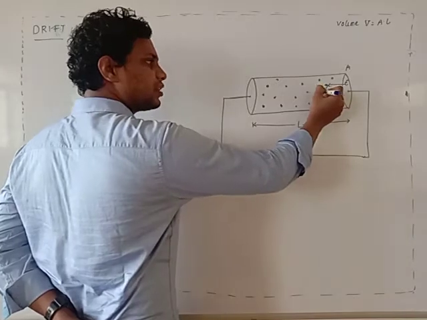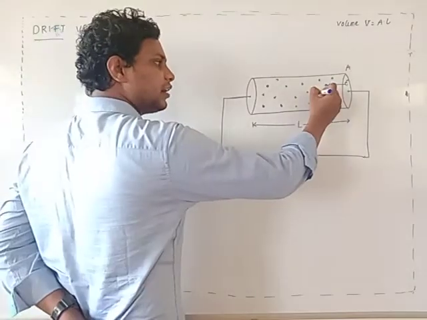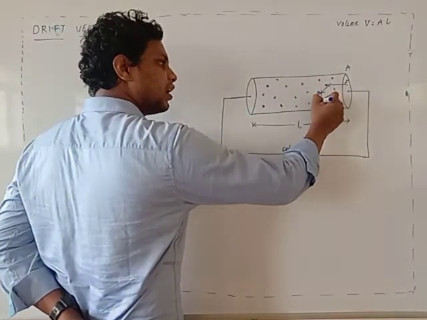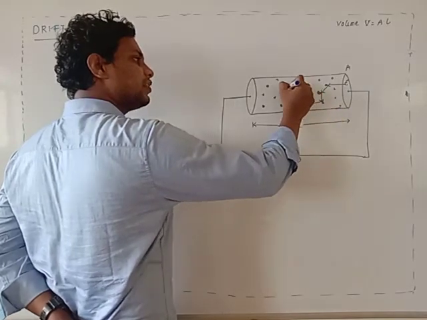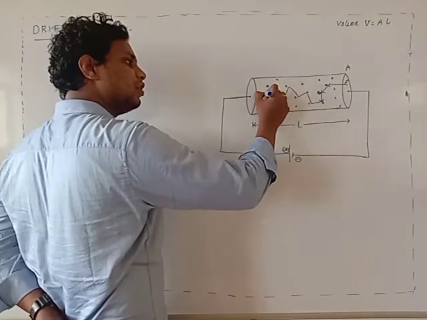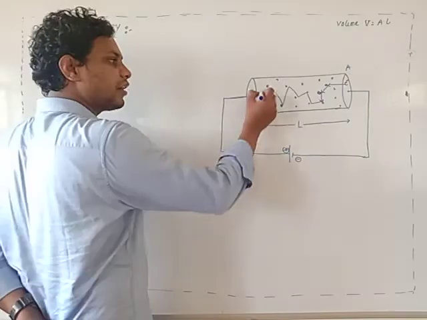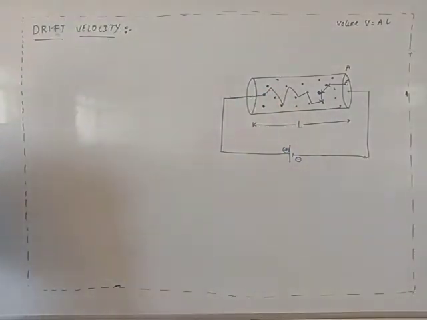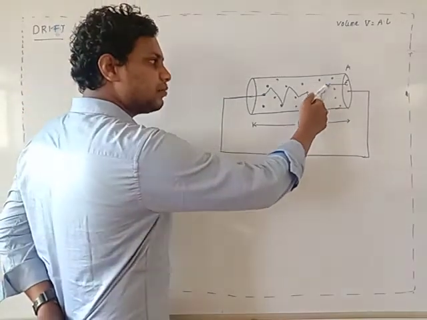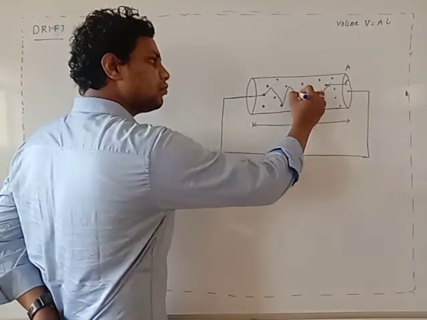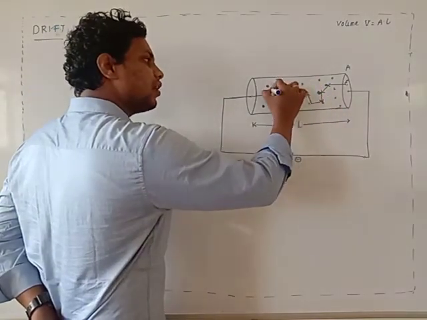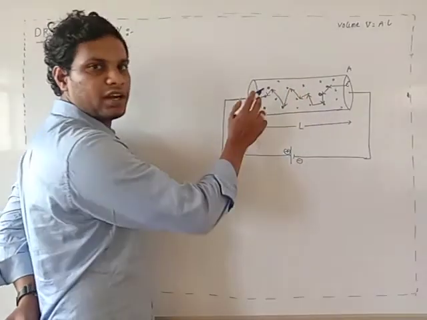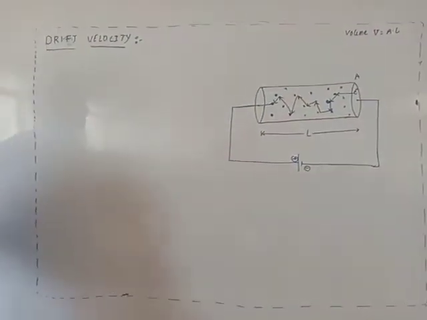It may collide with another particle, later it may collide with another particle, again it may collide with another particle. Like that, it will make multiple collisions whenever it is reaching from one end to another. So this electron is going to make multiple collisions with a number of other particles whenever it is moving from one end to another.